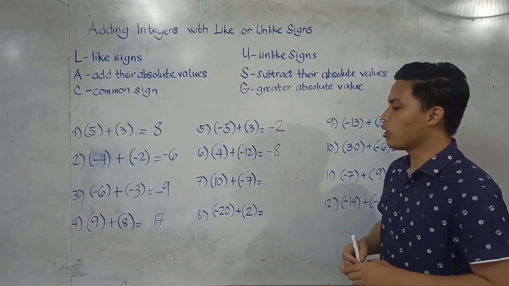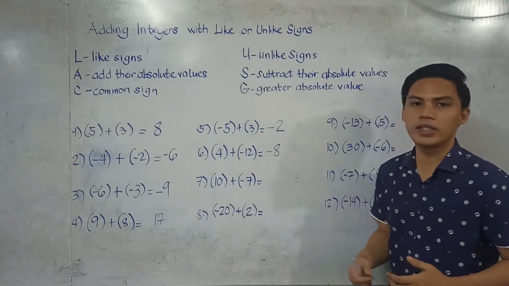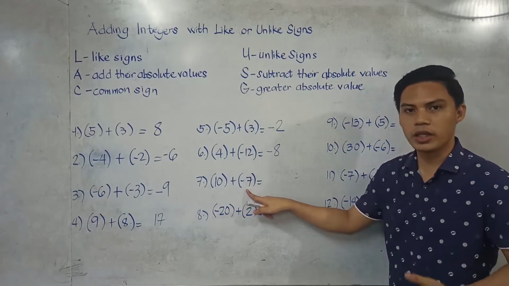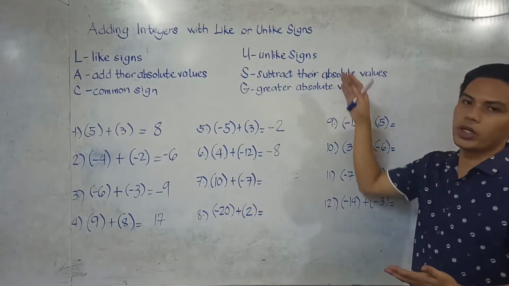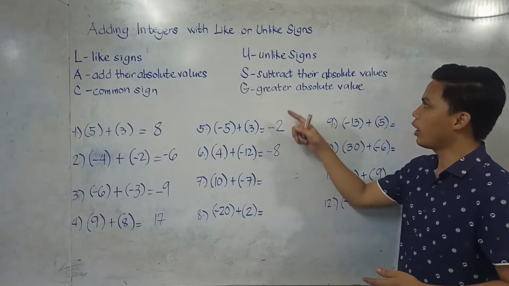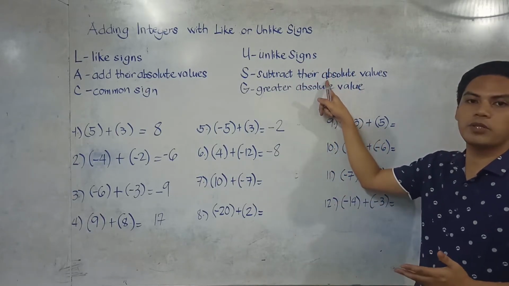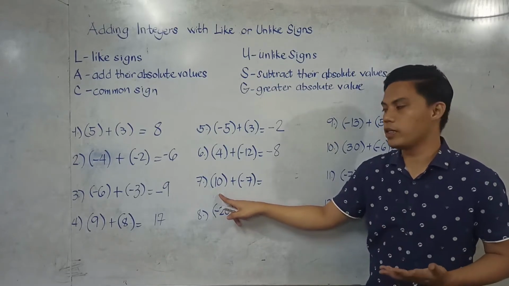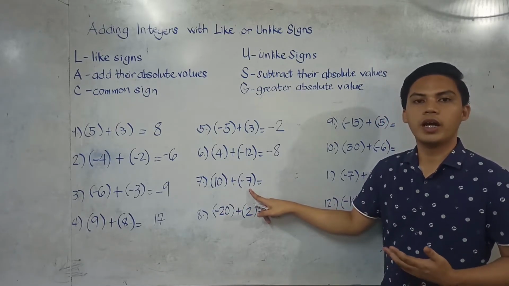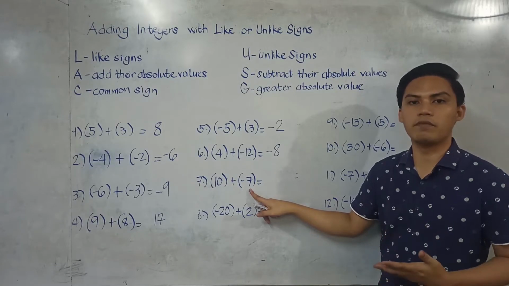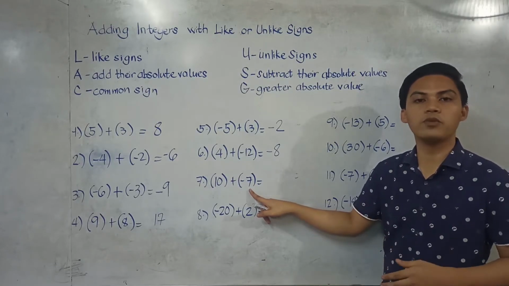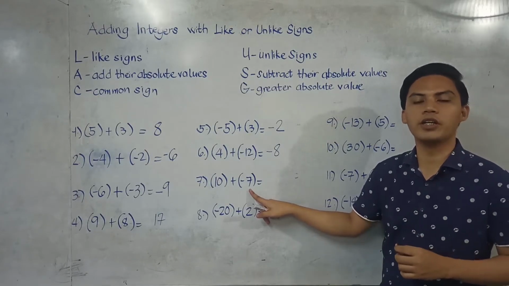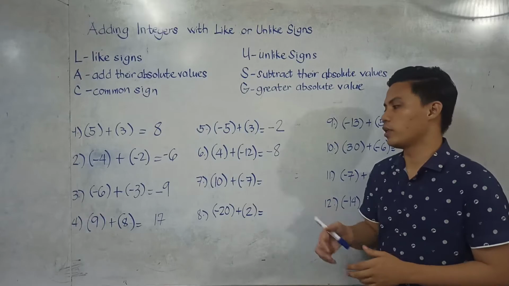Okay. How about number 7? We have positive 10 plus negative 7. Again, unlike yung signs ng dalawang integers, therefore, USG ang gagamitin. Okay. Unlike signs, subtract their absolute values. Anong absolute value ni 10? Absolute value ni 10 is positive 10. Ang absolute value naman ni negative 7 is positive 7. So, we're going to subtract them. We will have 10 minus 7. Okay. 10 minus 7, that will become 3.